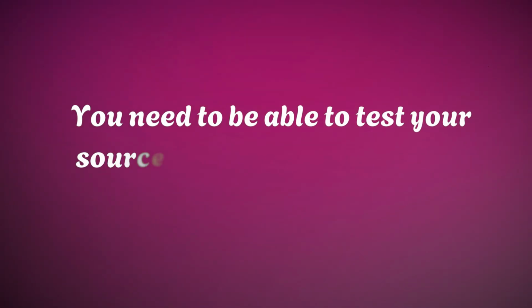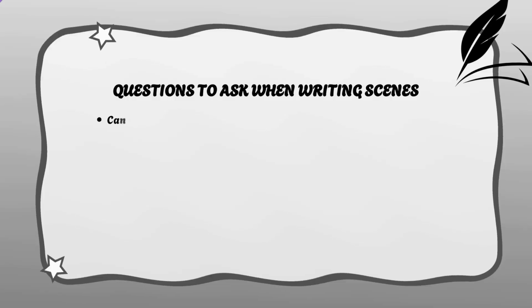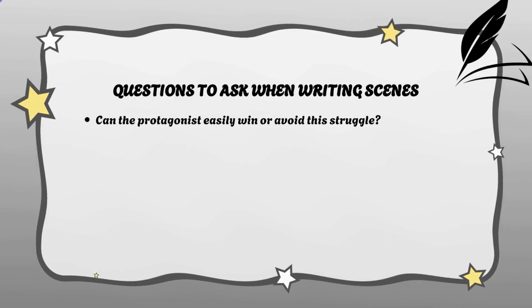And then finally, you need to be able to test your source of antagonism to make sure that it actually works. So here's a few questions to ask yourself when you're writing your scenes. Number one, can the protagonist easily win or avoid this struggle? If that's a yes, then your antagonism is too weak and you need to strengthen it.